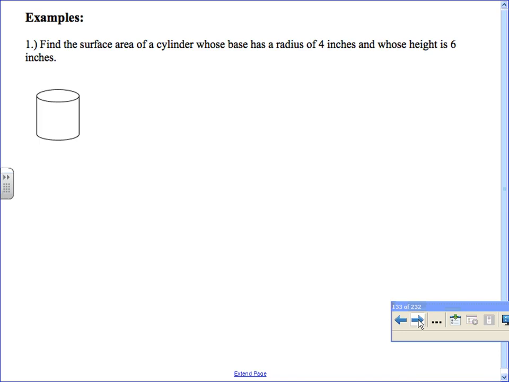Alrighty, let's start with example 1, okay? Find the surface area of a cylinder whose base has a radius of 4 and whose height is 6 inches. So I want you guys to put here, here's our radius, which is 4 inches, and the height is 6 inches. Jeremy, you with me? On the right page? Okay, just leave it on your desk. That's fine. You just follow it with us.